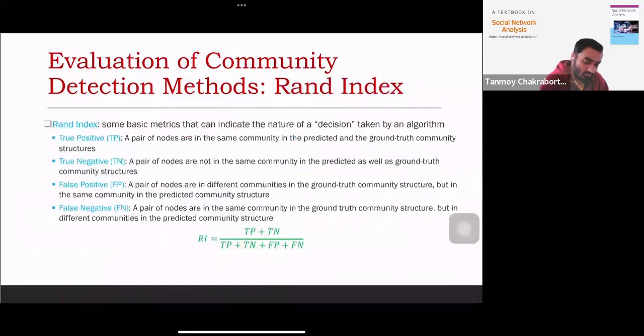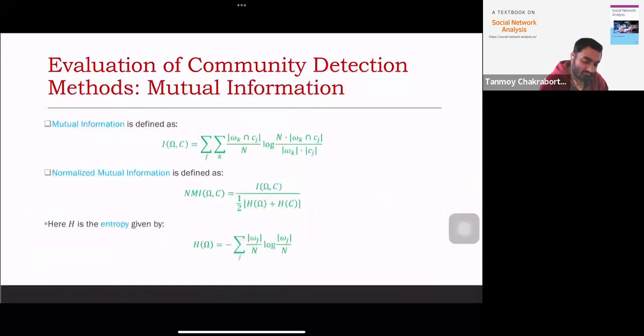And that's a problem. In order to address this problem, another metric was proposed, which is called mutual information, right? So what is mutual information? Mutual information between a detected community structure and the ground truth community structure, right? And how do we measure it? So for every detected community and every ground truth community, we take the intersection, meaning that for every ground truth community, how many of them are part of the detected community, and then this is normalized by n.